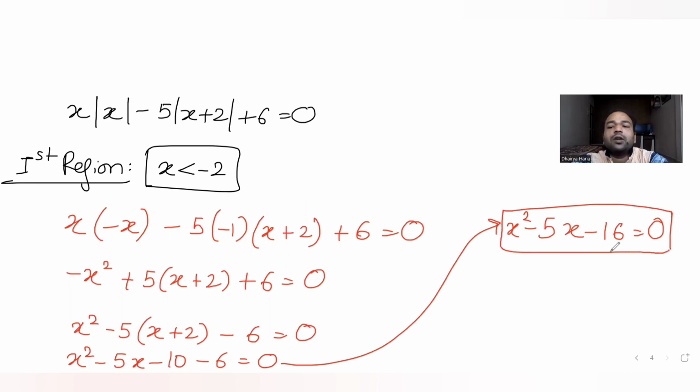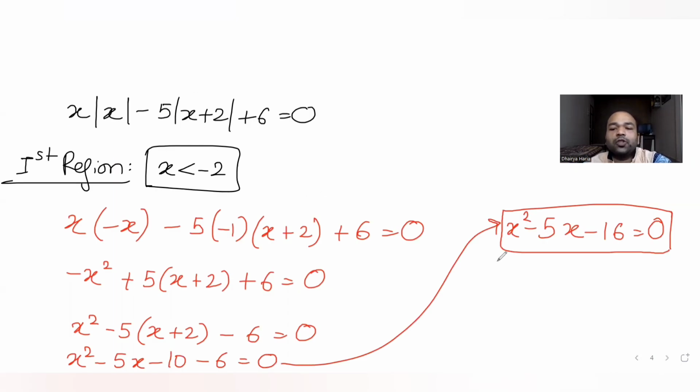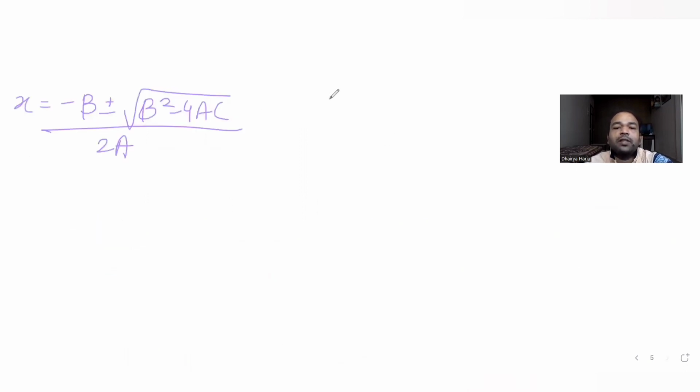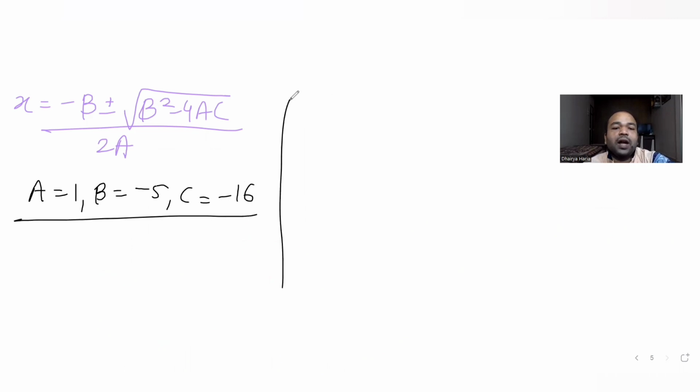So you have this quadratic equation with you. Let's just solve this by using the formula. We know by formula method that x can be found out by minus b plus minus root of b square minus 4ac upon 2a. So if I compare this with the general equation ax square plus bx plus c equal to 0, I get a is 1, b is minus 5 and c is minus 16. If I put in the values and find x here, let's do that.